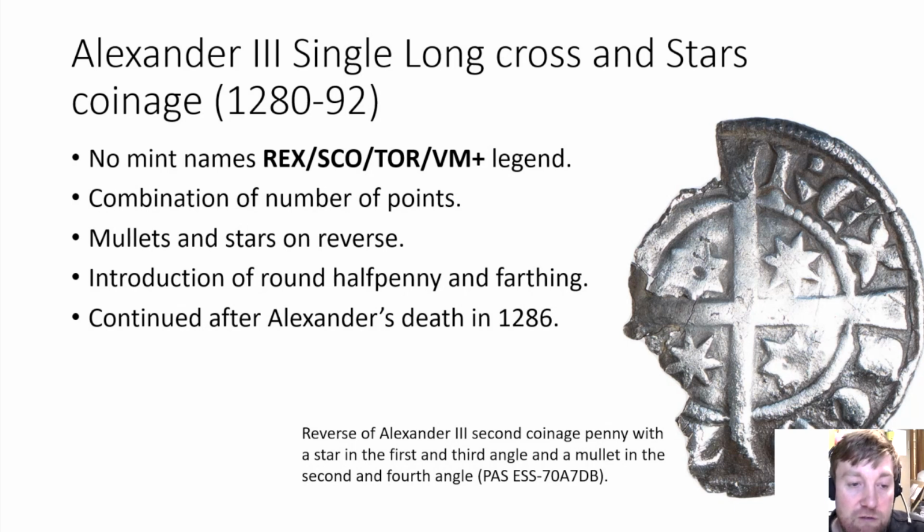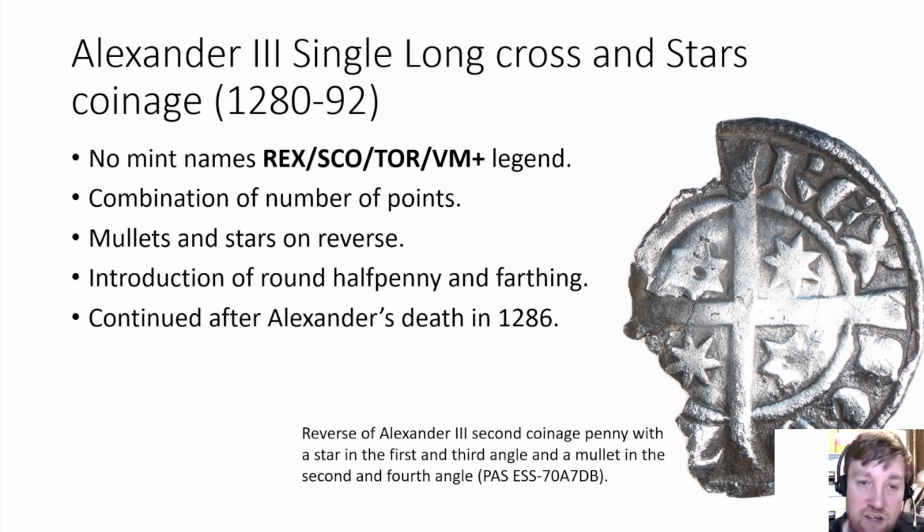And it's also interesting to note that in 1280, alongside this new coinage, Alexander also introduced a round halfpenny and farthing. Previously, under David I and up to 1280, the Scottish coins, the pennies, were cut into halves or quarters in order to make small change.